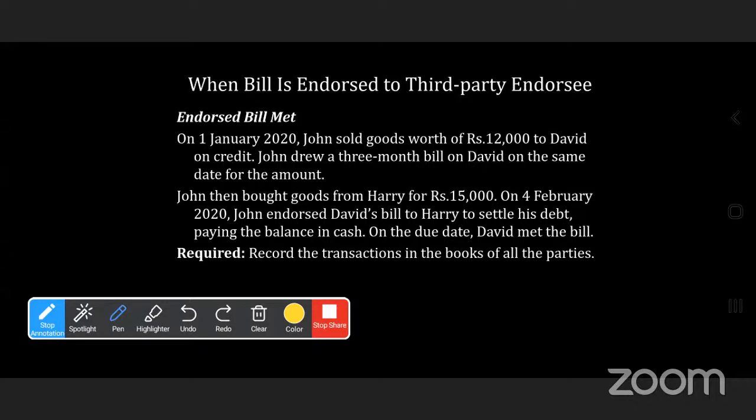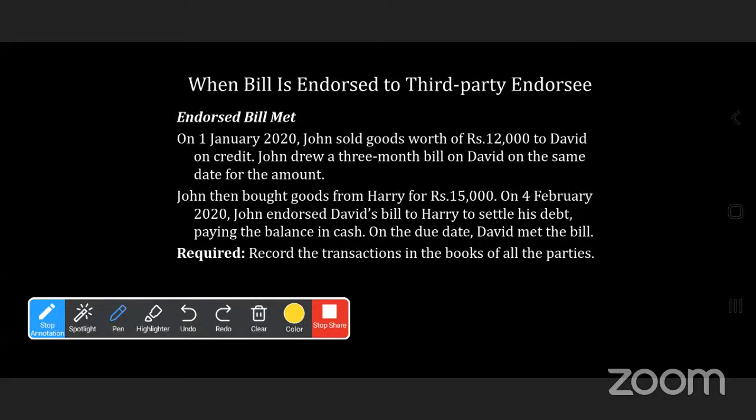First of all, he sold goods to David worth rupees 12,000 and drew a 3-month bill on David. Then John bought goods from Harry on credit worth rupees 15,000. On 4th February 2020, John endorsed David's bill to Harry to settle his debt, paying the balance in cash. So on 4th February, he settled his account by endorsing the bill that was drawn on David, and the remaining amount was paid in cash.